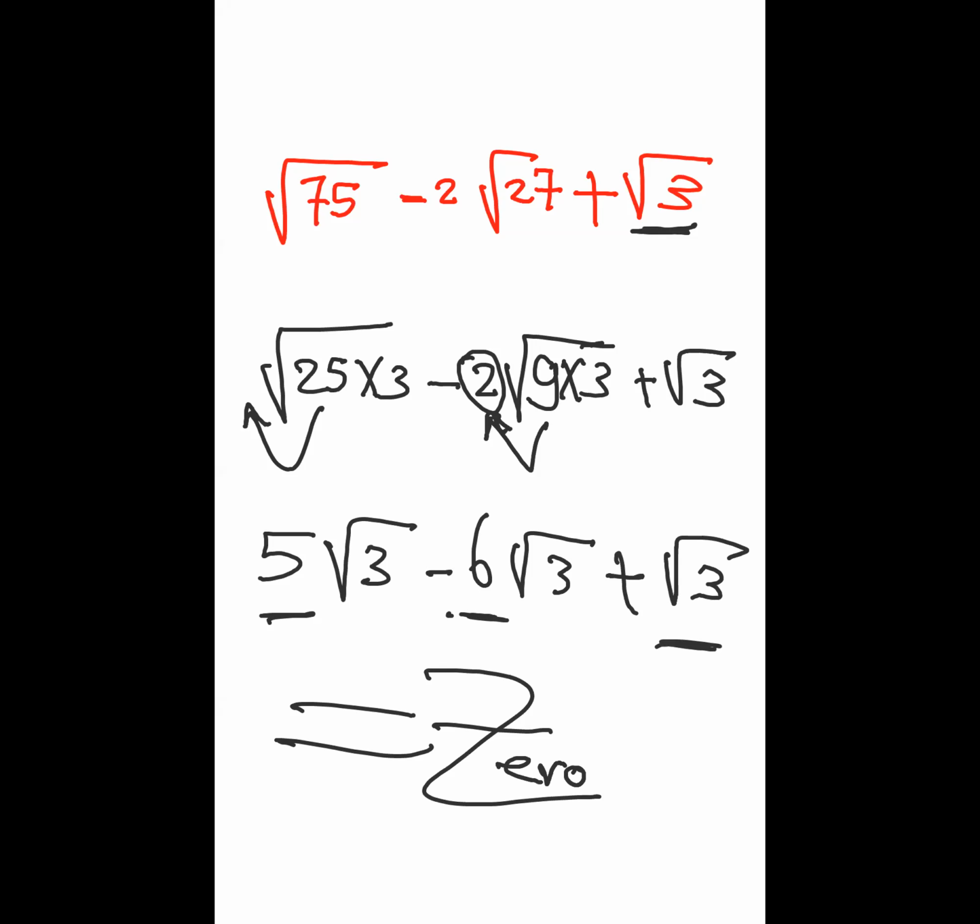Mister, how did you get this one, 9? The square root of 9 equals what? It equals 3. Now the 3 is multiplied by this number, which is 2, so it will equal 6. And the remaining here is only square root of 3. Okay? Now it's clear?